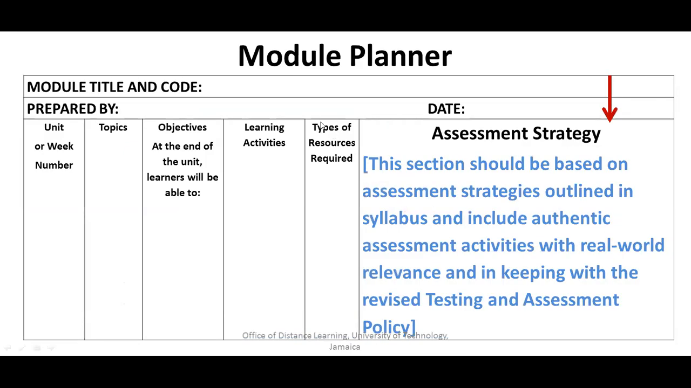So then those are the types of resources. We just looked at those, giving you some examples of types of resources. Now, let us look at assessment strategies. It says this section should be based on the assessment strategies outlined in the syllabus, right? And we are pushing for authentic assessments, those with real life relevance. And yet we have to pay attention to what the testing and assessment policy says.